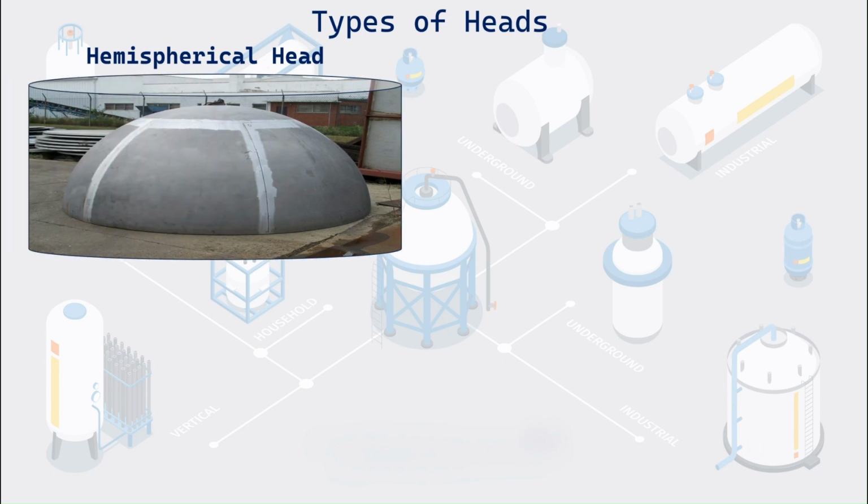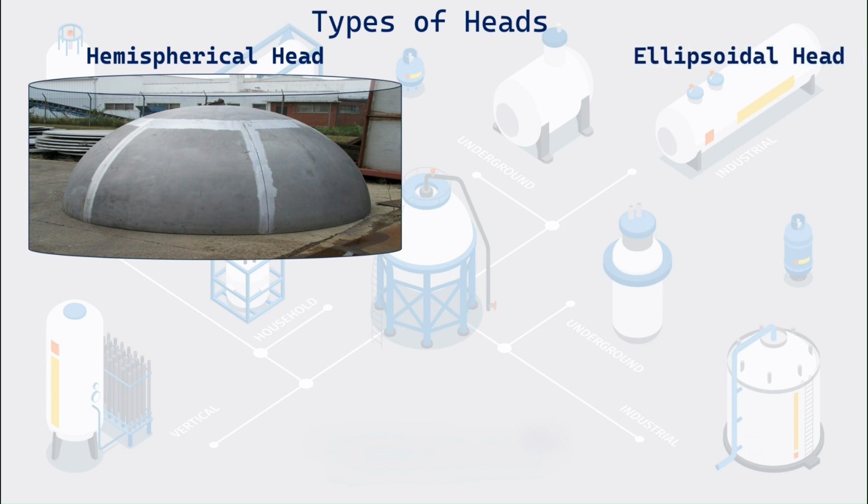Hemispherical heads are preferred for pressure vessels that require maximum strength and reliability under high internal pressures. Their unique geometry distributes stress uniformly, allowing for thinner walls and higher pressure ratings compared to other head types, though at the expense of increased material usage and vessel height.